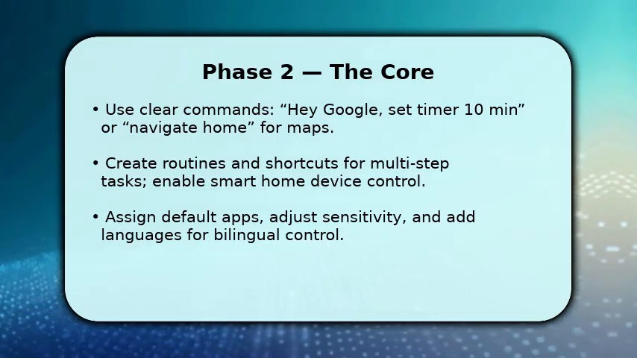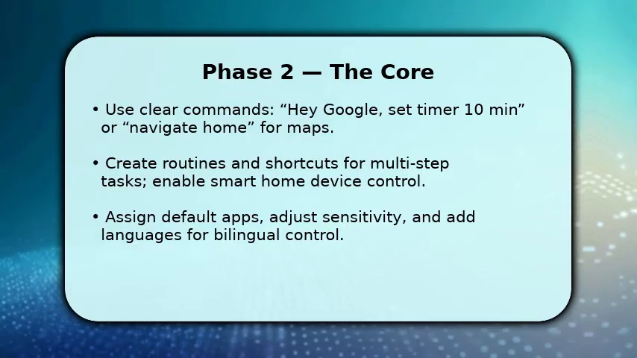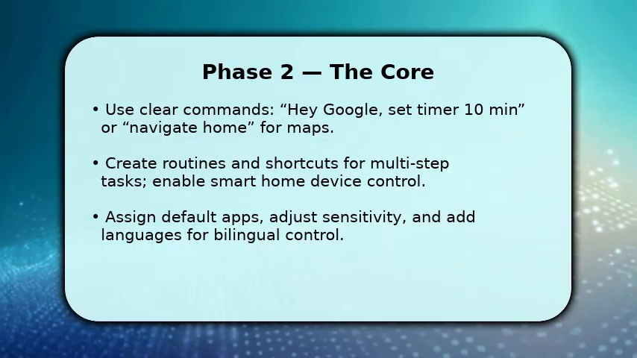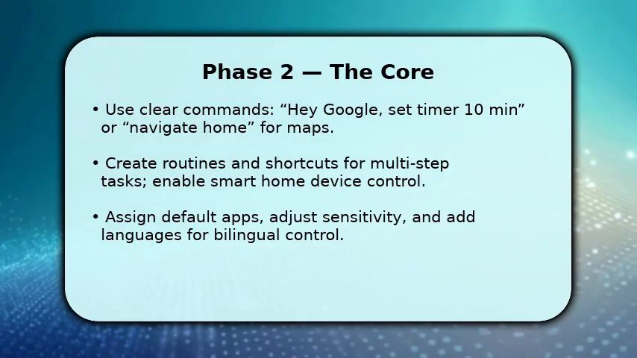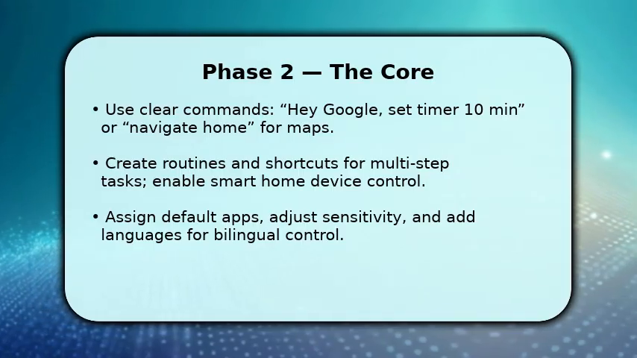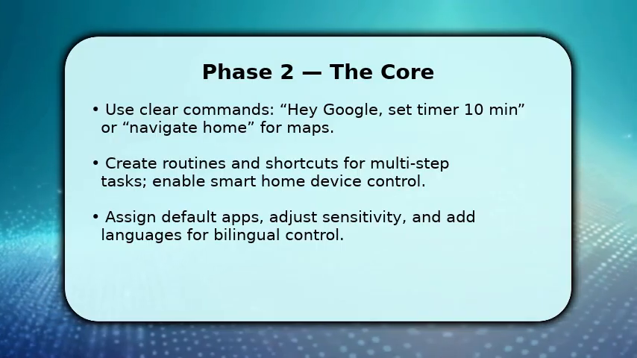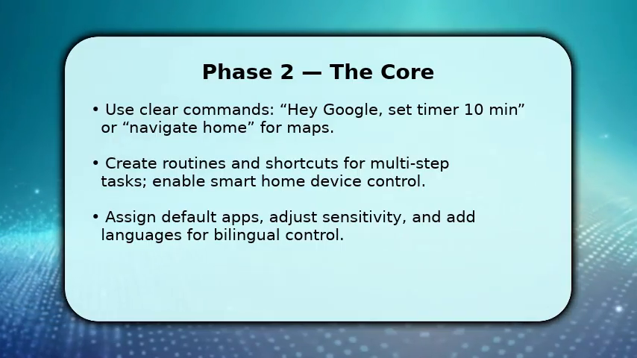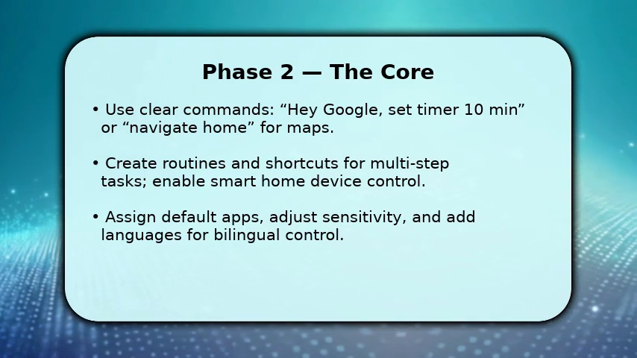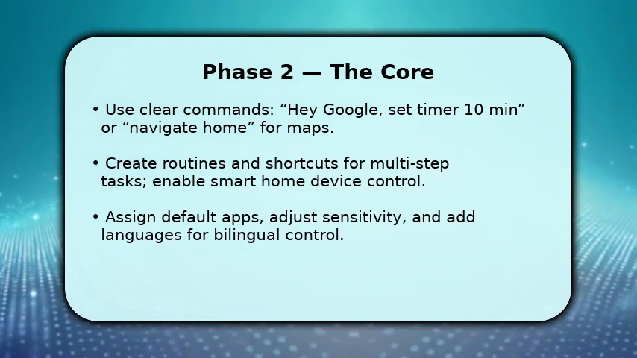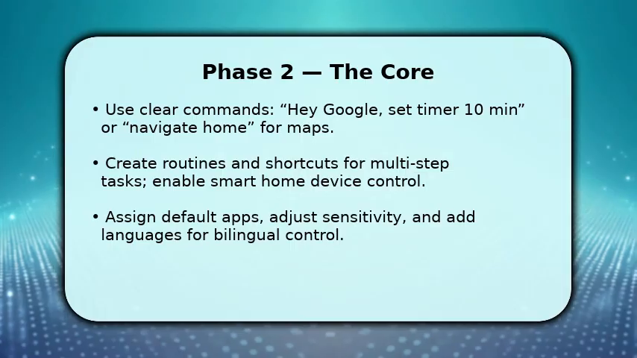follow on-screen confirmations. Once done, build routines, chain multiple actions into one phrase, and map shortcuts to apps or contacts. Make sure to add smart home devices in Home, link accounts, and assign default apps for music and navigation. Also adjust mic sensitivity and add secondary languages so commands are recognized in your preferred dialect. These steps make voice control reliable and faster.